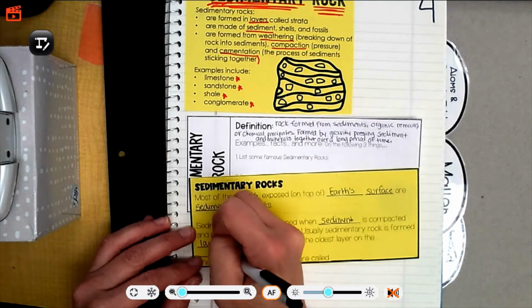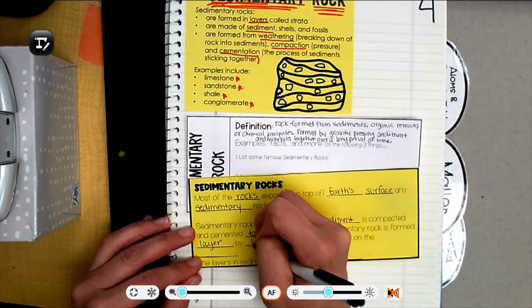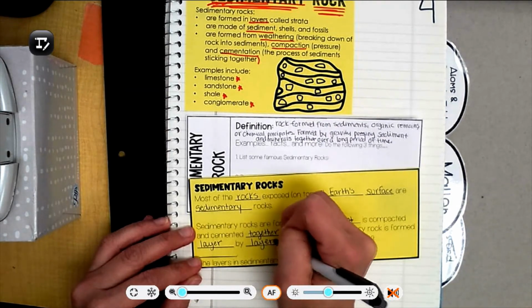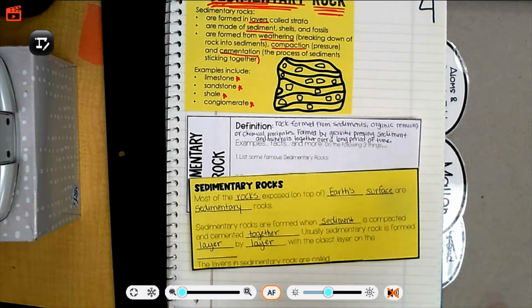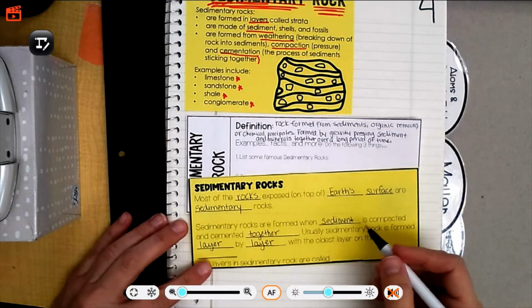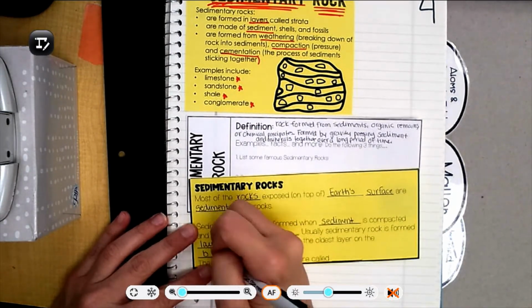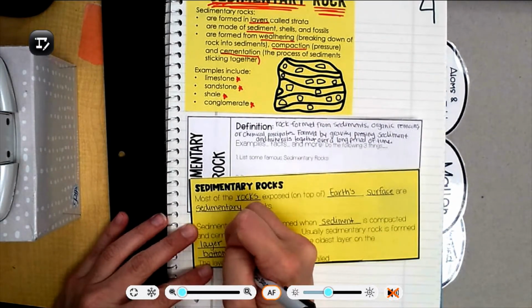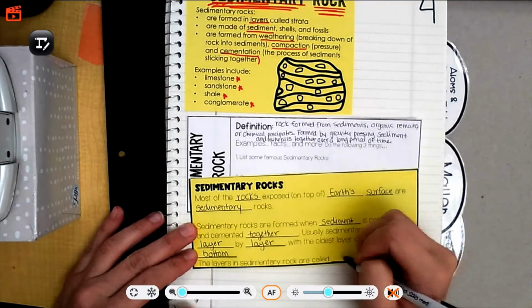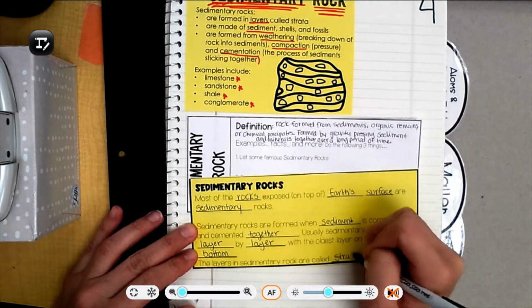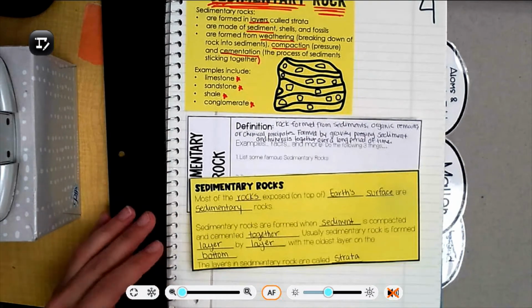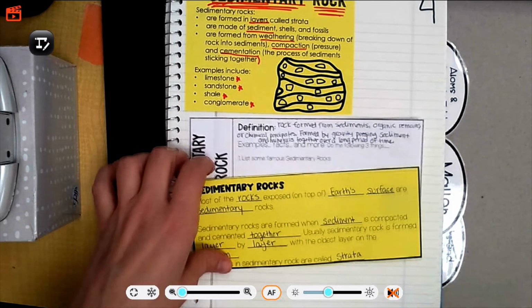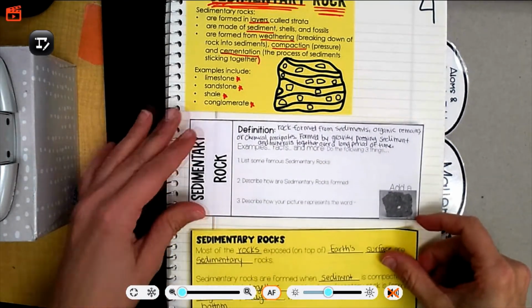Usually sedimentary rock is formed layer by layer. So it's like you're making a big cake. You don't just smash it all together. With the oldest layer on the bottom. Now we're going to remember that fancy science word. The layers in sedimentary rock are called strata. And we'll do an activity in class where we make a layered sedimentary rock. So that's going to get glued in down here.